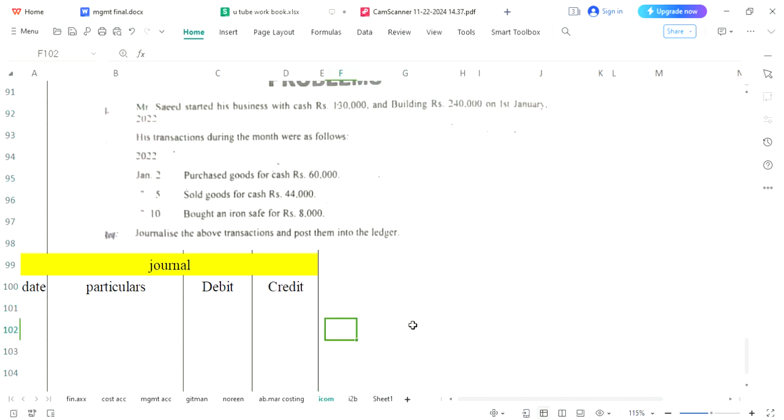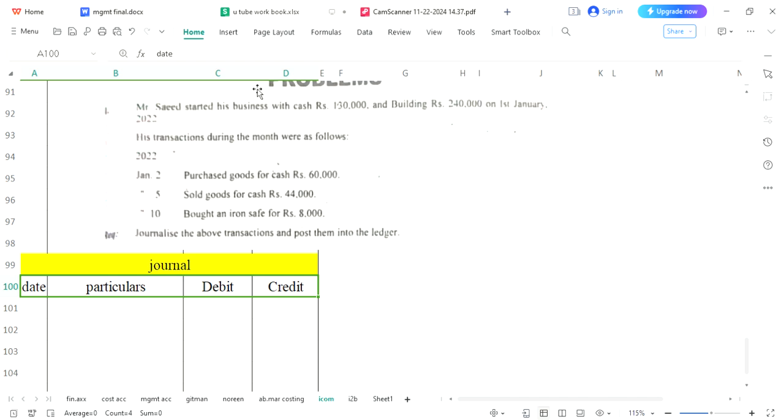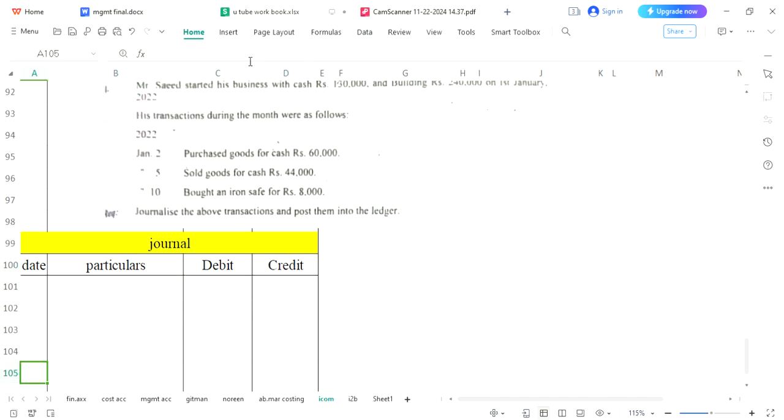First column would be used for date. Second column would be used for particulars. And third column would be used for debit. Last column would be used for credit. In this way, our journal entries would be completed. So we are going to start. This is our first entry.